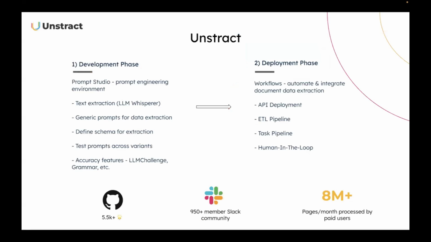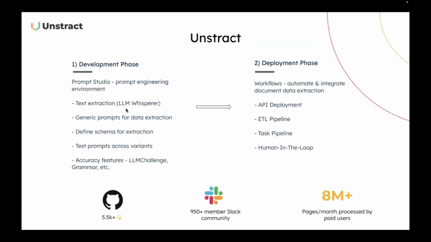If I had to briefly bucket the capabilities of the platform, I'd have two main categories, that is the development phase and the deployment phase. The development phase is where you would upload your documents for extraction. This is done in a prompt engineering environment called Prompt Studio, where you'd upload your documents and define prompts to extract data from these documents. The first step in Prompt Studio is to extract the raw text from your original document, and this is done using a text extraction tool.